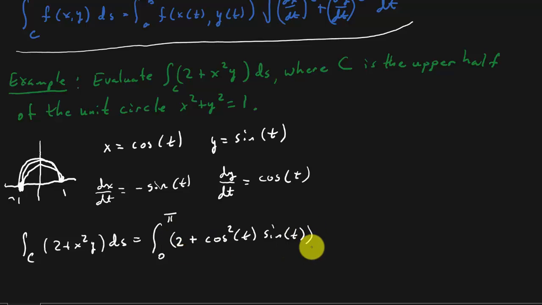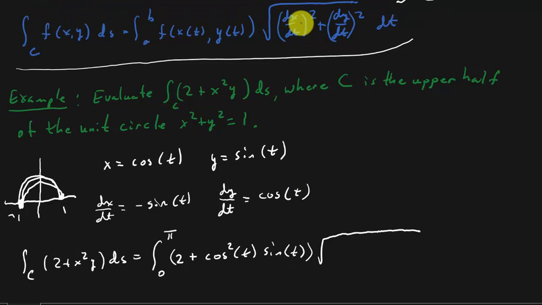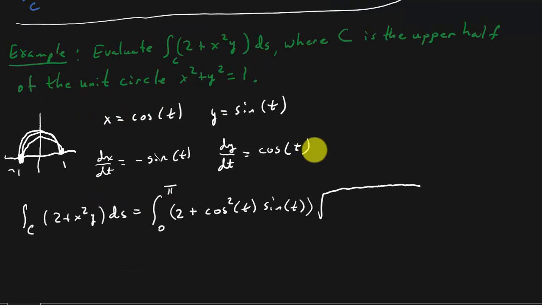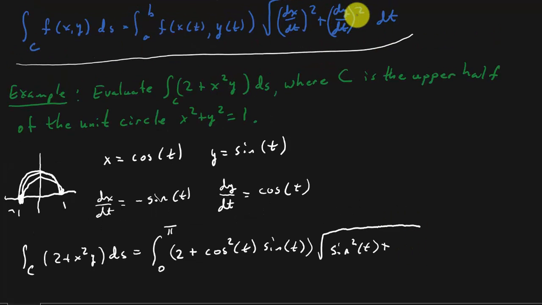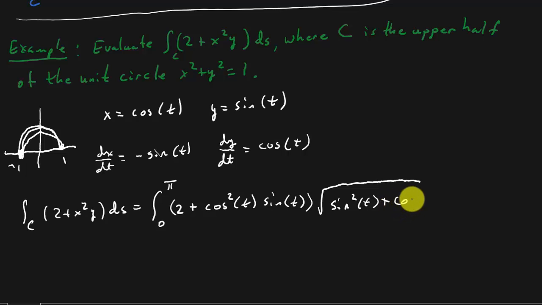All right. And then times the square root of (dx/dt) squared. If you take negative sine t and square it, that's going to give you sine squared t, plus (dy/dt) squared. If you take dy/dt and square it, that's going to be cosine squared t. And then we're integrating with respect to t.